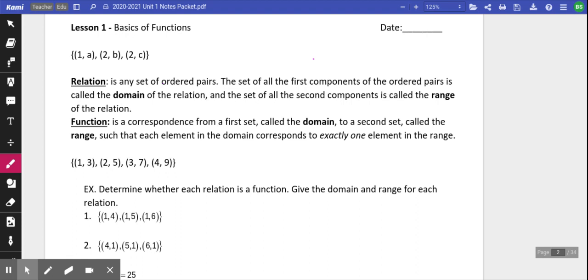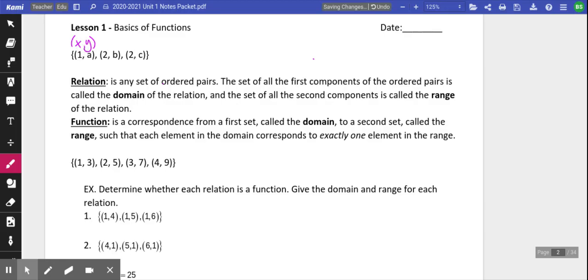In today's lesson, we're going to review some of the basics of functions. And the first thing we're going to start out with is our definitions of relations and functions. So a relation is any set of ordered pairs like we have below. We have these sets of ordered pairs up above, which generally consist of x and y values.